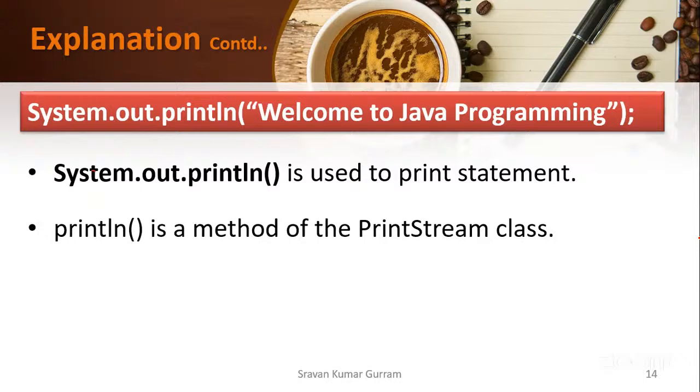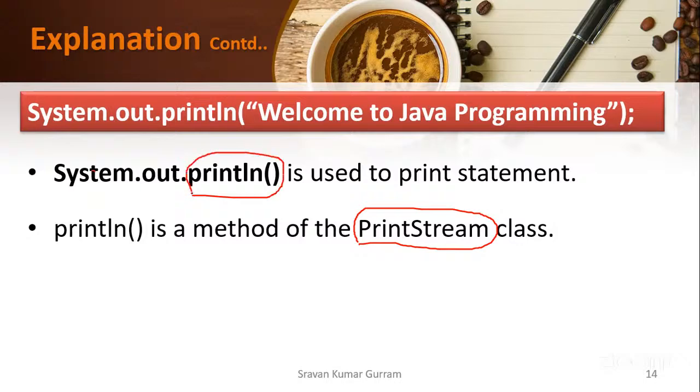So in this again, println is a method. It is a method that exists in the PrintStream class. All these are predefined classes. PrintStream is a predefined class that is used to work with output streams. If you want to send some data to the output device or console, you can use the PrintStream class, and within that we have the method println.